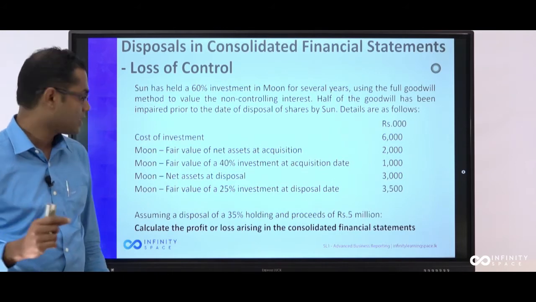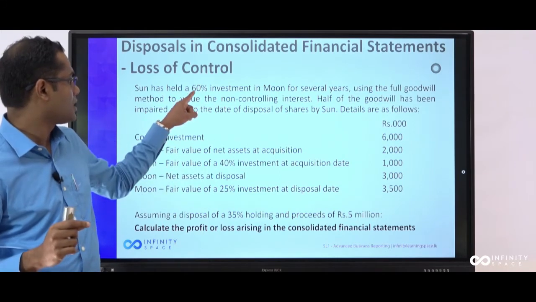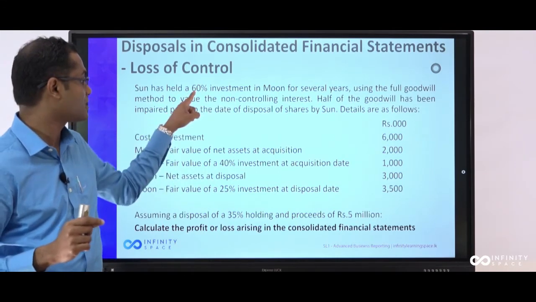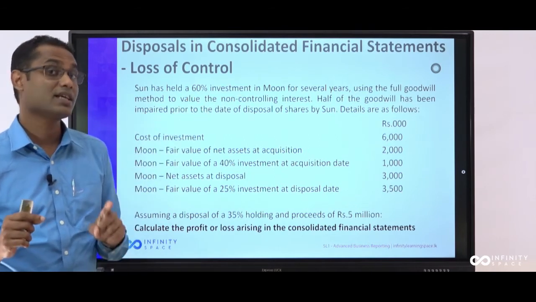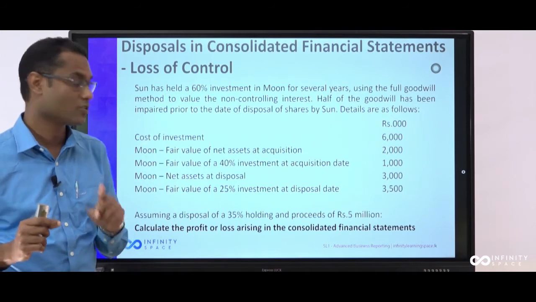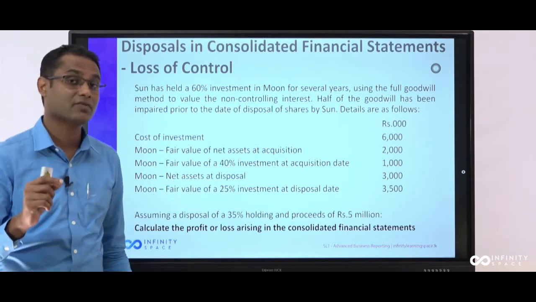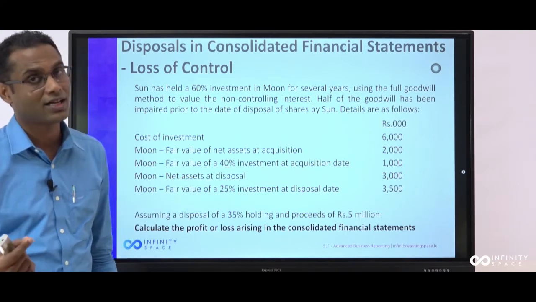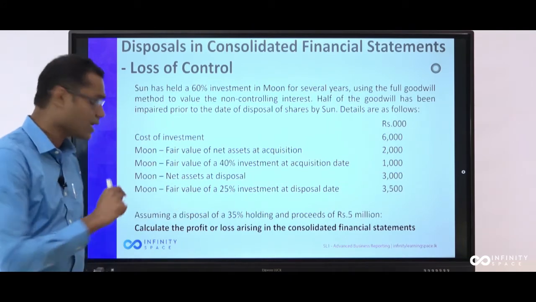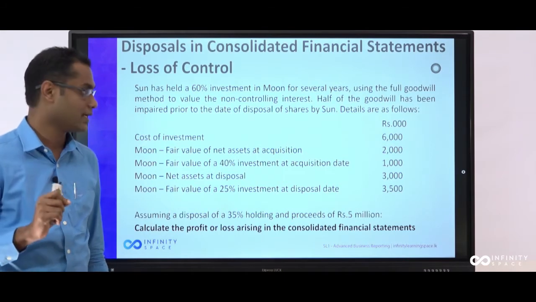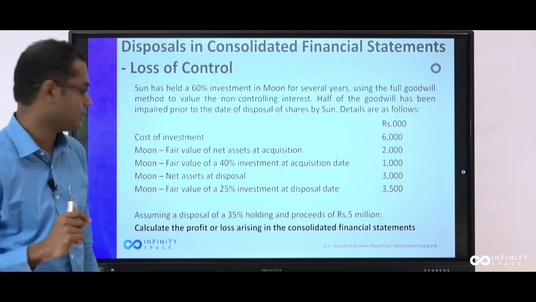Then Moon, again the subsidiary, fair value of the 40% investment at the acquisition date. Because Sun acquired 60% of Moon, that means the parent has acquired 60% of the subsidiary. 40% of the subsidiary is held by the other shareholders, which means non-controlling interest. So you have been given the fair value of the non-controlling interest at the acquisition date. This is for you to calculate the goodwill as well as to measure your NCI, right, which is 1,000. Then again the subsidiary net asset at the disposal date, 3,000. Okay, that is important to calculate the disposal profit we looked at earlier.